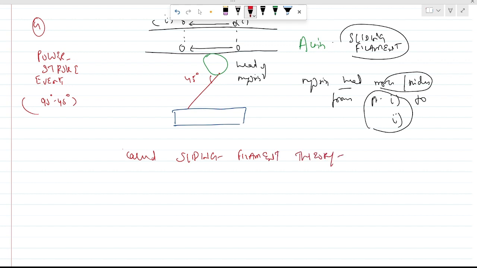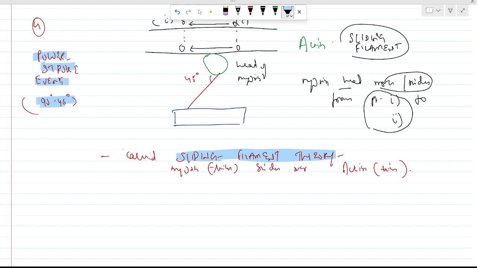Sliding filament theory suggests that myosin, the thick filament, slides over actin, our thin filament. Thick filament slides over thin filament. This is our universal sliding filament theory, and this exact formation is called the power stroke event. Remember, the angle changes from 90 degrees to 45 degrees. Thick filament myosin slides over thin filament actin.